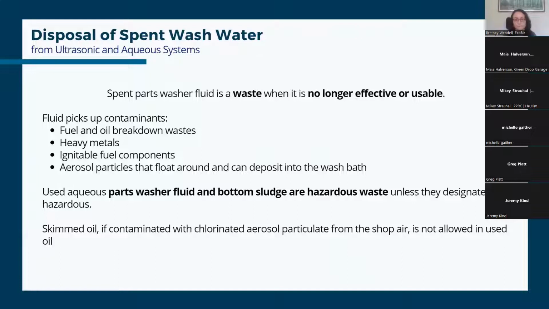Disposal of spent wash water from these ultrasonic and aqueous systems. The enzymatic typically does not result in hazardous waste. You shouldn't ever have to dump it, just replenish the solution and the enzymes. But for these other two, the fluids and the sludge depend on what parts are cleaned, whether oil is skimmed, how effectively oil can be separated, and whether contaminants are entering the system.